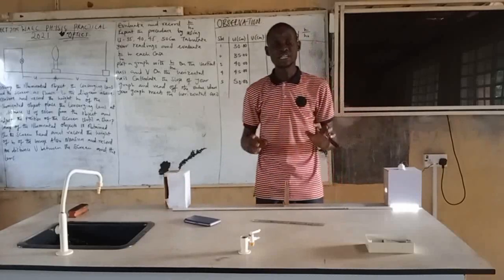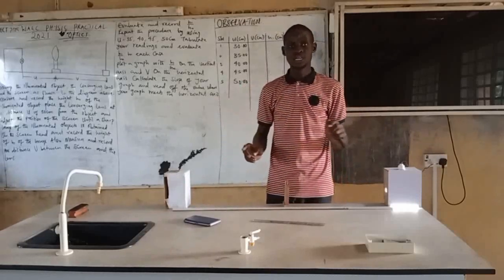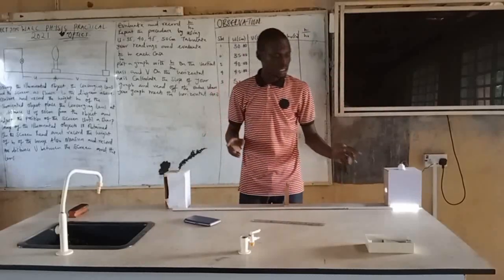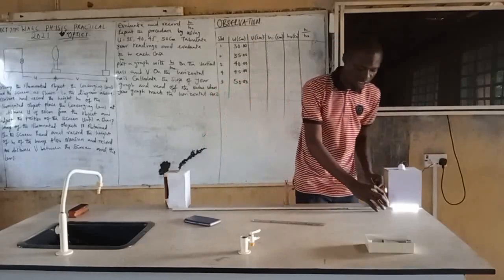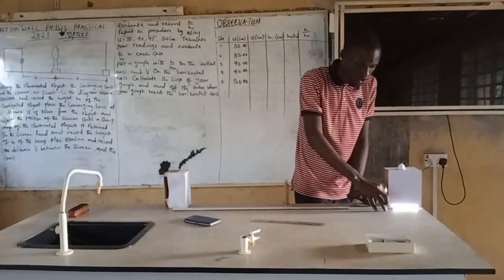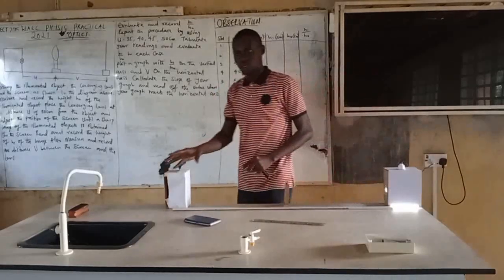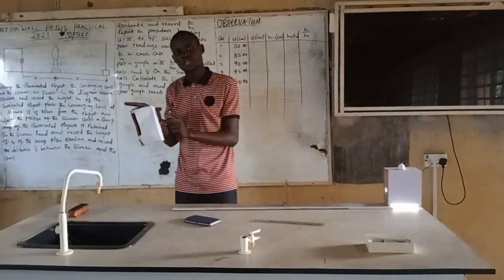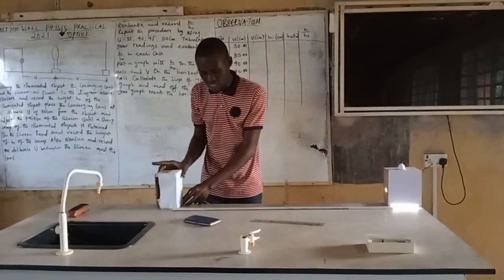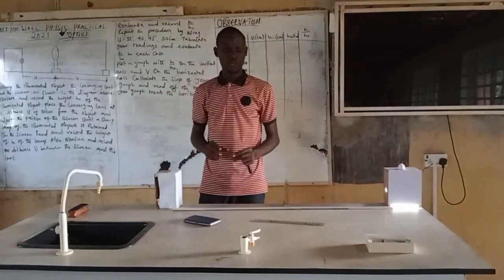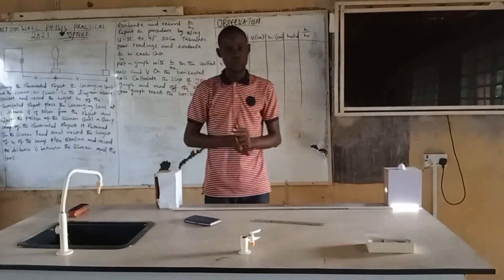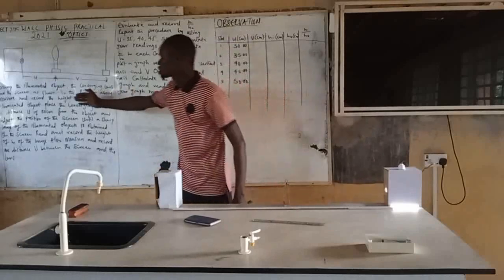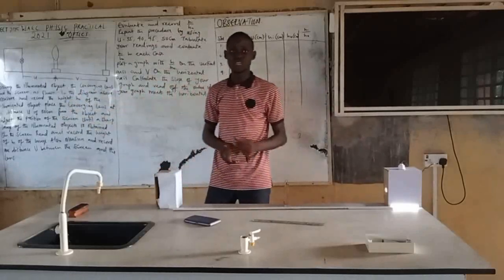The first thing I need to do in this experiment is to take the object and place it at the 0 centimeter mark of the rule, and also the screen at the 100 centimeter mark of the rule. The screen can be moved from one point to another. If you follow the procedure given to us, you'll be able to perform the experiment.